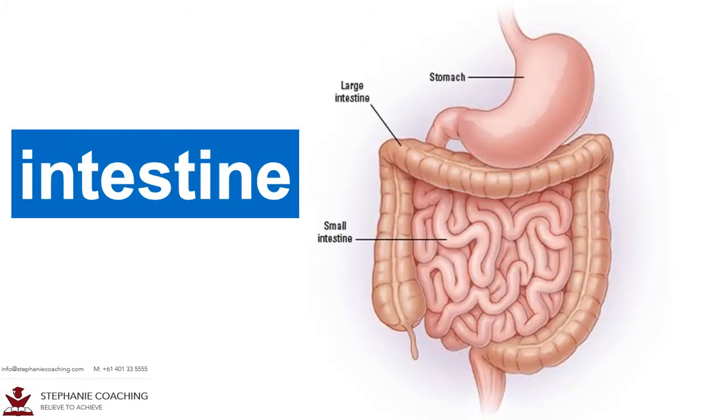Word number 3 is intestine. Intestine is an organ in your body that is found from the end of the stomach. For example, the function of the stomach is to digest food sufficiently to enable it to pass. Did you know that the small intestine in our body is about 6 meters long and the large intestine is about 1.5 meters long?